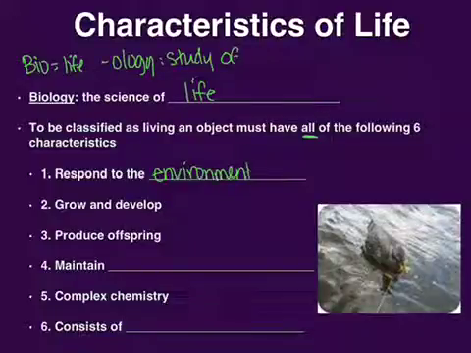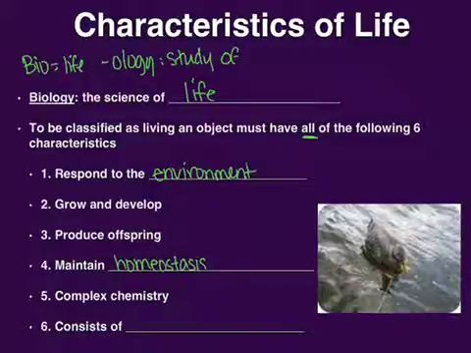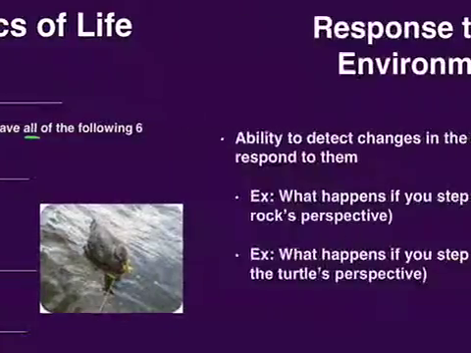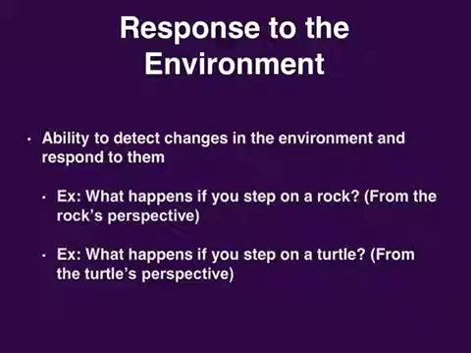They have to be able to grow and reproduce. They must produce offspring. They have to be able to maintain homeostasis. They have a complex chemistry. And then lastly, they must consist of cells. So now we're going to take a look at each of these in a little more detail.